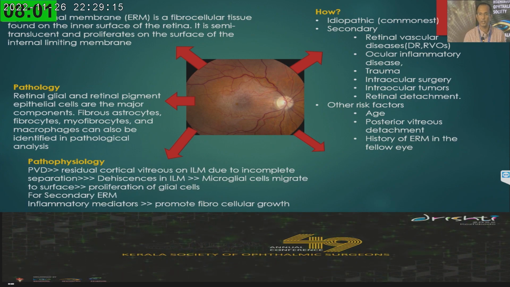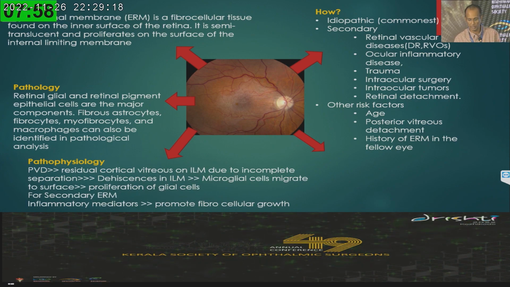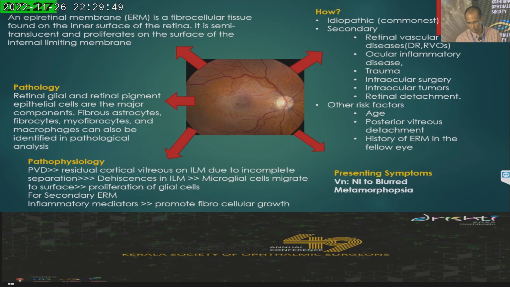The pathophysiology, as Madam was talking about, especially the idiopathic, is related to the anomalous PVD. When you have the PVD, there will be a residual cortical vitreous on the ILM due to the incomplete separation. This itself, if supported by some inflammatory material, can proliferate into an epiretinal membrane. Or in addition to that, there can be some dehiscences in the ILM through which the microglial cells can migrate to the surface and result in proliferation of the glial cells over the top of the ILM. And for secondary ERM, there are other inflammatory mediators also coming into the pathophysiology.